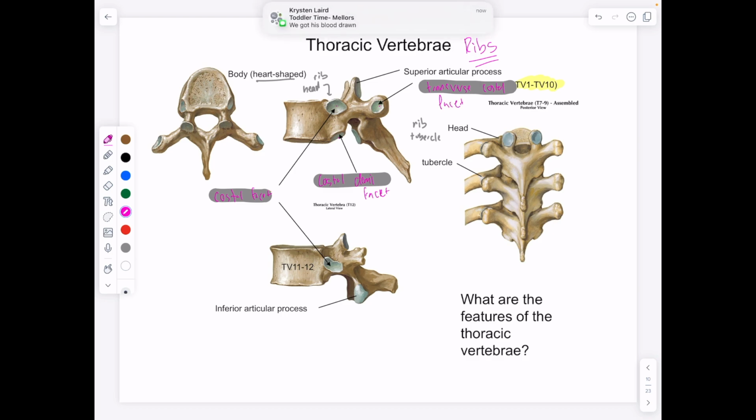All right, and so for the costal facet, we have the head of the rib articulates with it. And then for the transverse facet, we have the tubercle of the rib articulates with it. And then the demifacet is part of the head of the next rib down.